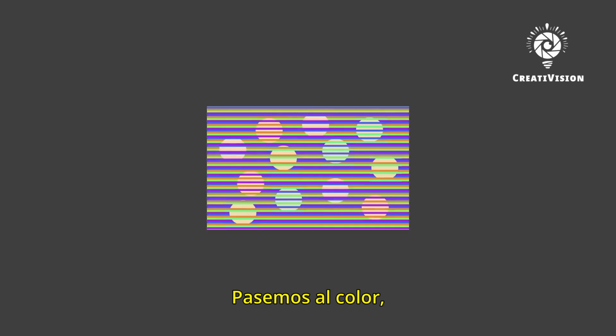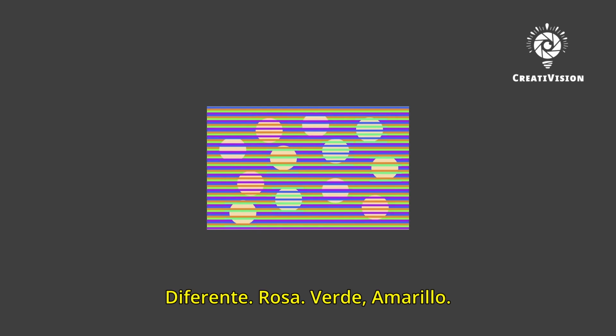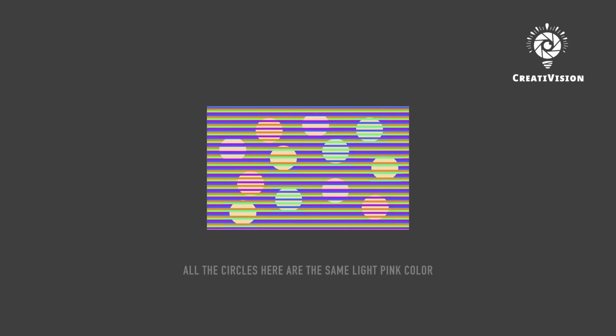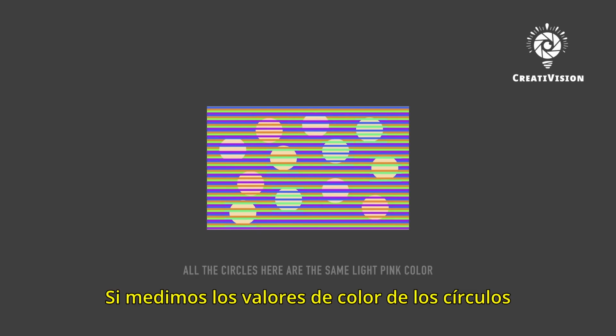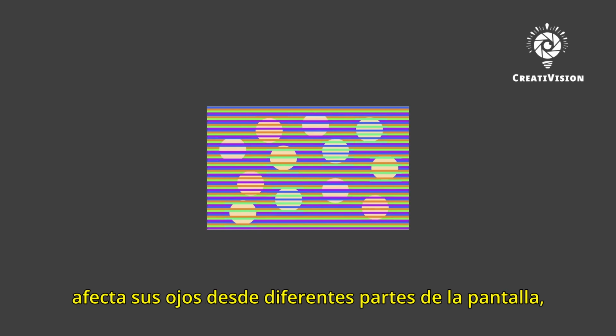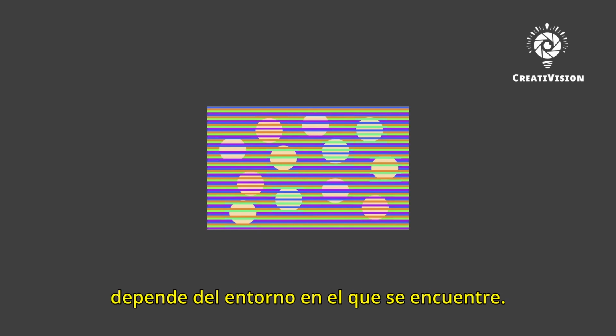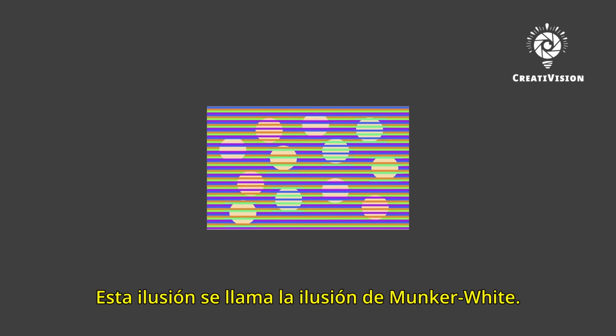Moving on to colour. What colour are the circles you see here? That's right, different. Pink, green, yellow, sometimes pale blue. In fact, all the circles here are the same light pink colour. If we measure the colour values of the circles using the eyedropper in Photoshop, we will see the same numbers. That is, physically, the same wavelength affects your eyes from different parts of the screen. But at the same time, you see different colours, because the perception of a colour depends on the environment in which it is located. This illusion is called the Muncker-White's illusion.